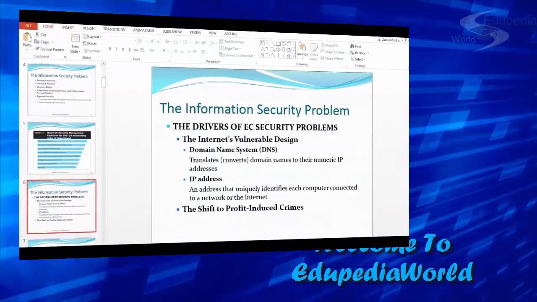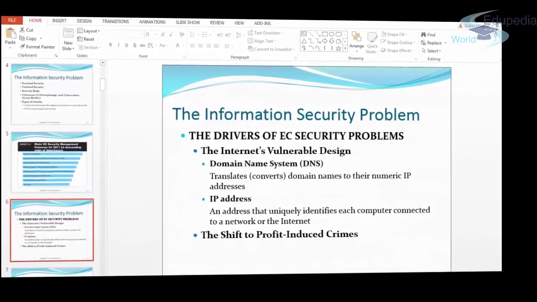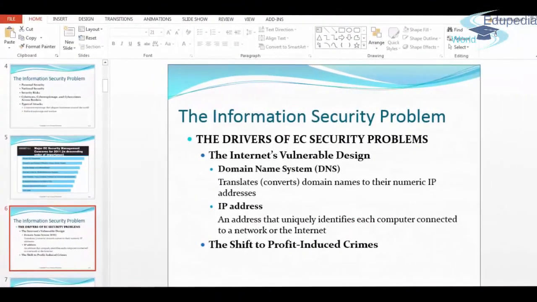Alright, folks, we are back to the Security and Fraud chapter, part 2, chapter 7, and we are now working on the information security problem. The drivers of the electronic commerce security problem is the internet's vulnerable design. I've covered this in the previous video.